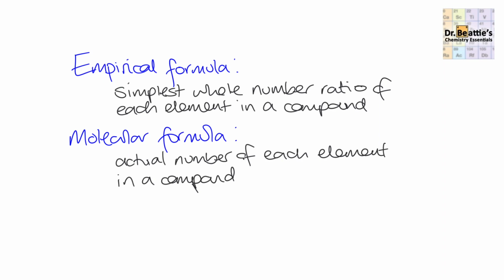C3H6, this would be its molecular formula, because this is exactly the right number of carbon atoms and hydrogen atoms. But its empirical formula would be the simplest ratio. So if we have 3 carbon atoms to 6 hydrogen, the simplest ratio here is 1 to 2, and so our actual empirical formula will be CH2.